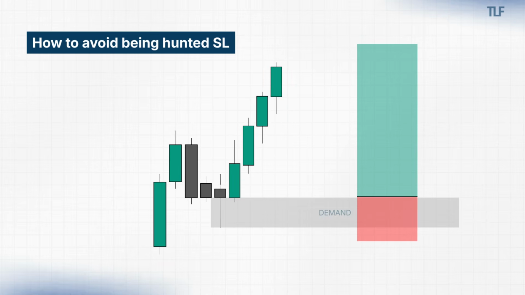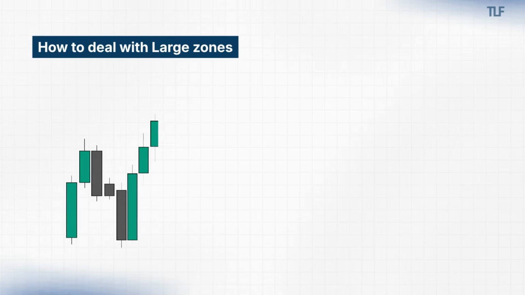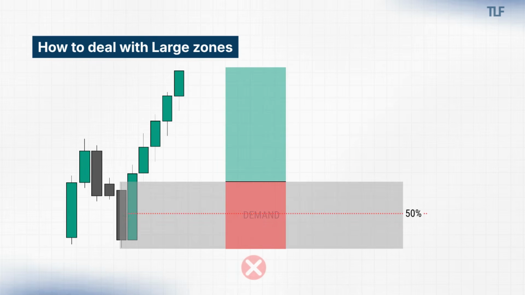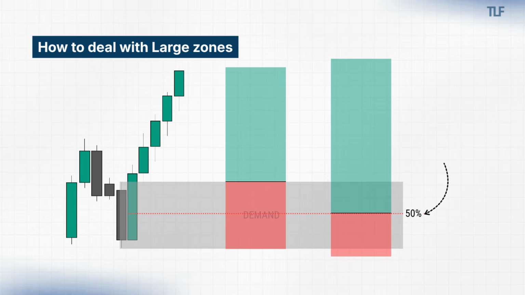Give your stop some breathing room by hiding it safely behind the major structural swing low. If the zone is exceptionally large, don't buy the very top of it because it ruins your risk to reward. Instead, wait for price to retrace to the 50% midpoint of the large zone to enter and place your stop just below the box zone.